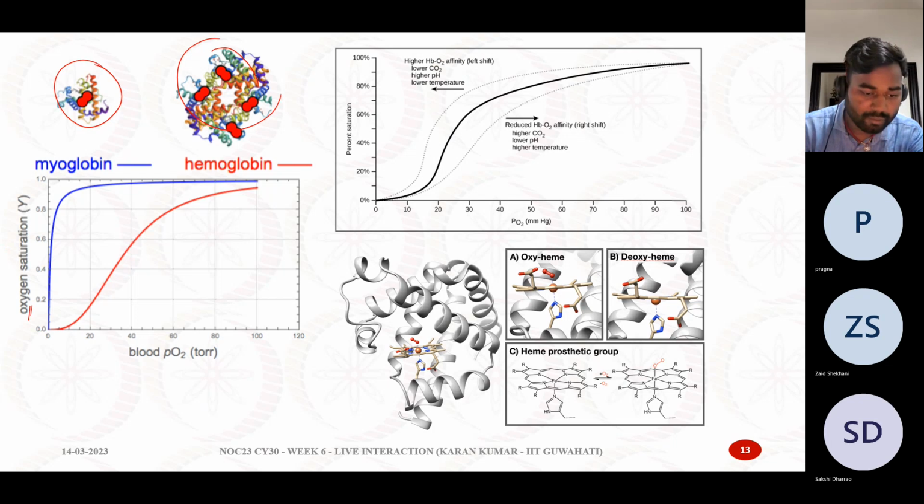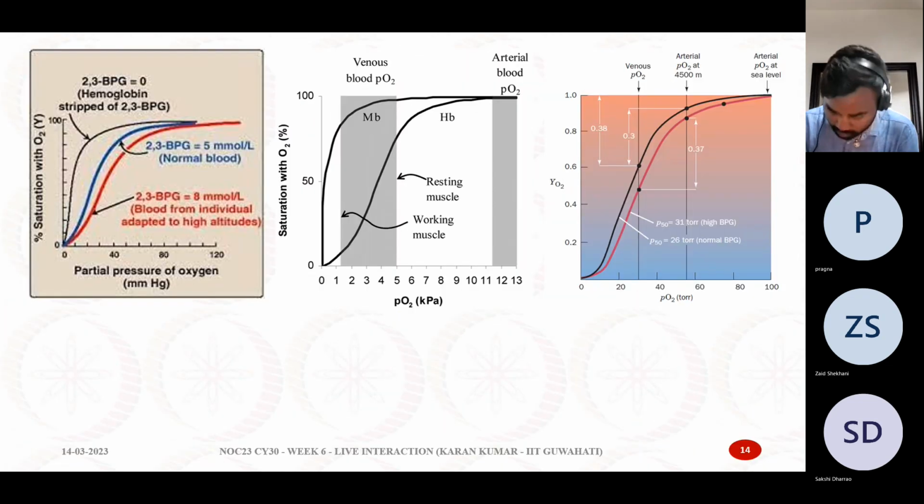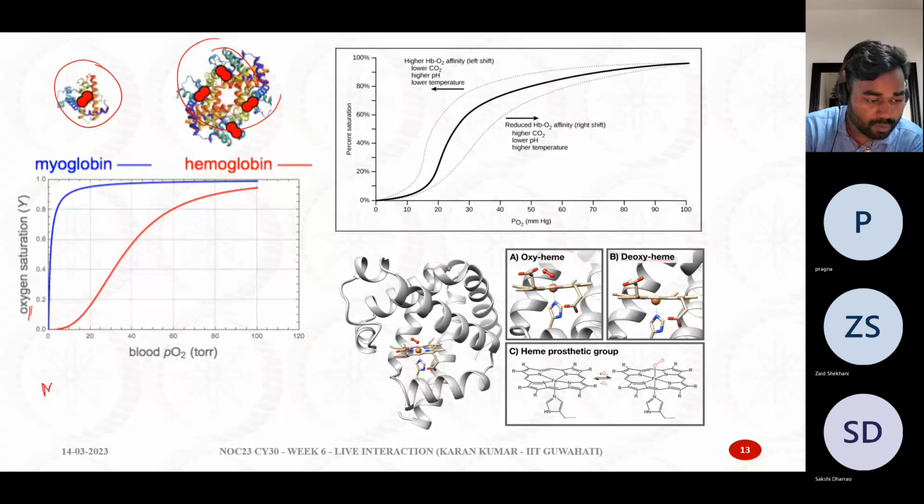Oxygen saturation means, when you treat this as a protein-ligand interaction, in protein-ligand interaction your protein is myoglobin. When the protein is myoglobin, then what you will see is that myoglobin will bind to only one oxygen molecule, right? So during the binding, when myoglobin is there, it binds to oxygen and it will follow this MO2 characteristic.